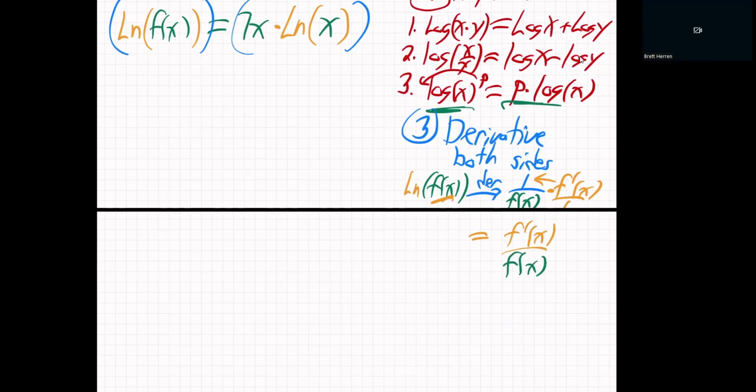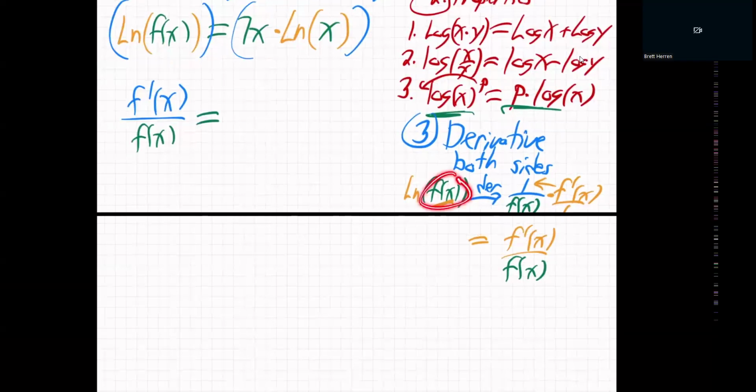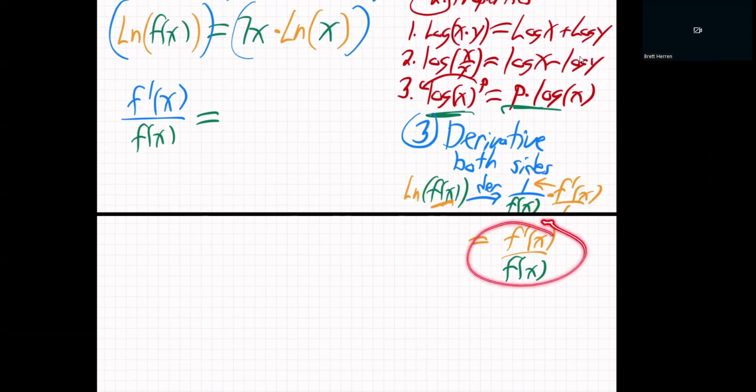It's going to become, well, here I'll make it a new color for clarity, f prime of x over f of x. Do you see that again? Because remember, the derivative of natural log is 1 over the argument, but because the inside's not a simple x, it's times the derivative of the inside. The derivative of f of x is f prime of x. That's over 1, goes to the top. It's f prime of x over regular f of x.